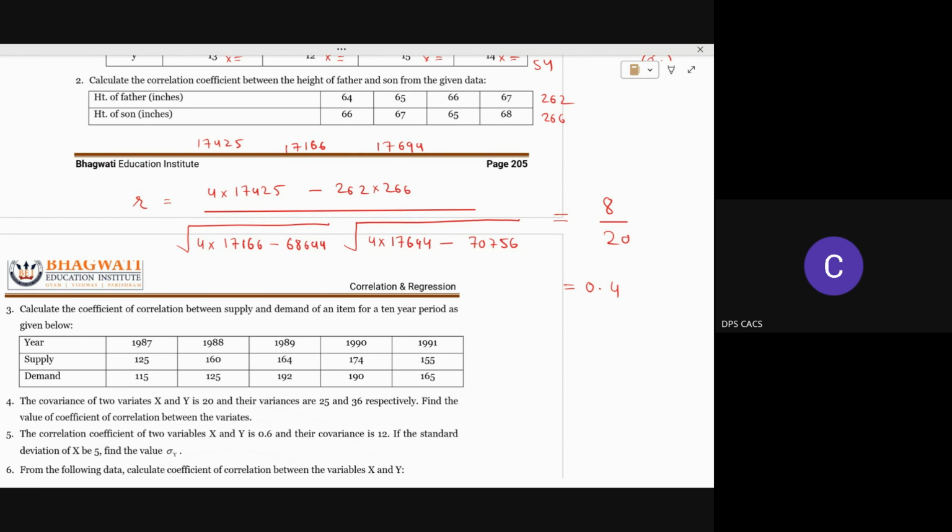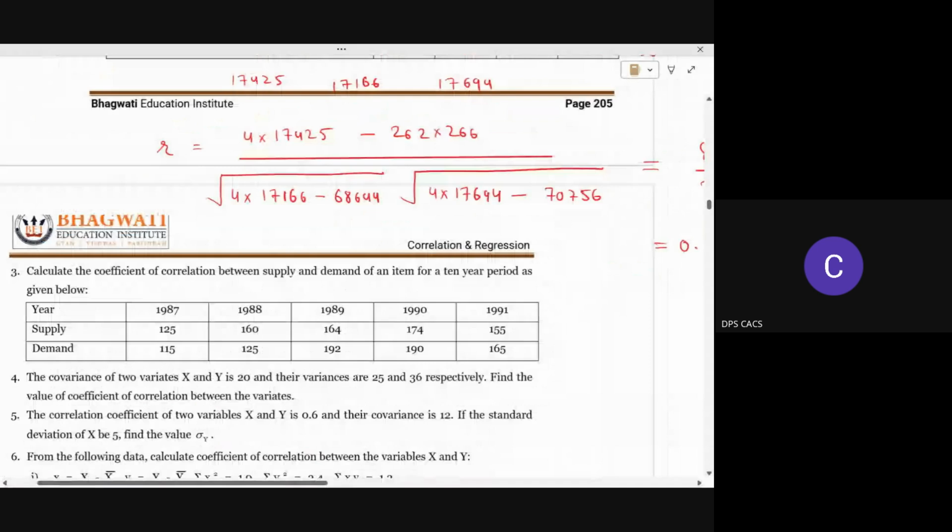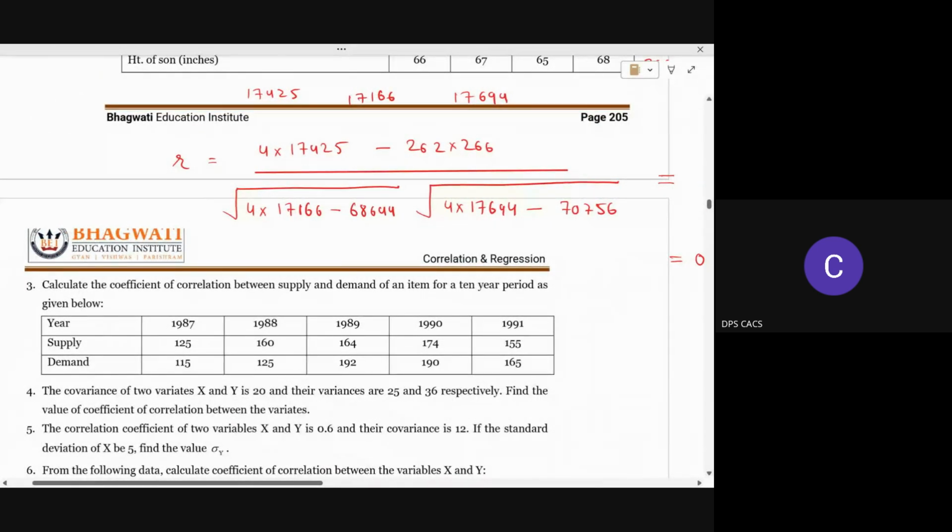Anyone who is not getting 0.4, raise your hand. Getting something else? The solution is on the screen. Totals I have given. If you are not getting it, write down these totals. Compare this at home. Number 3 is also your homework.